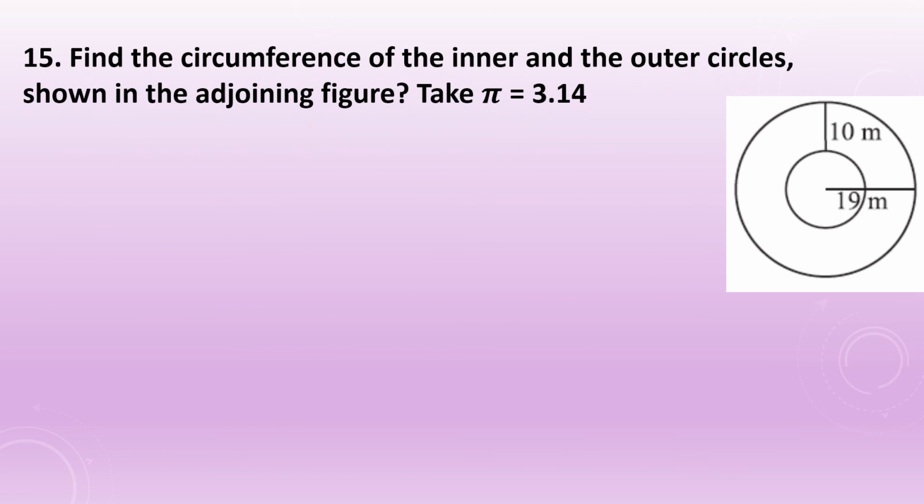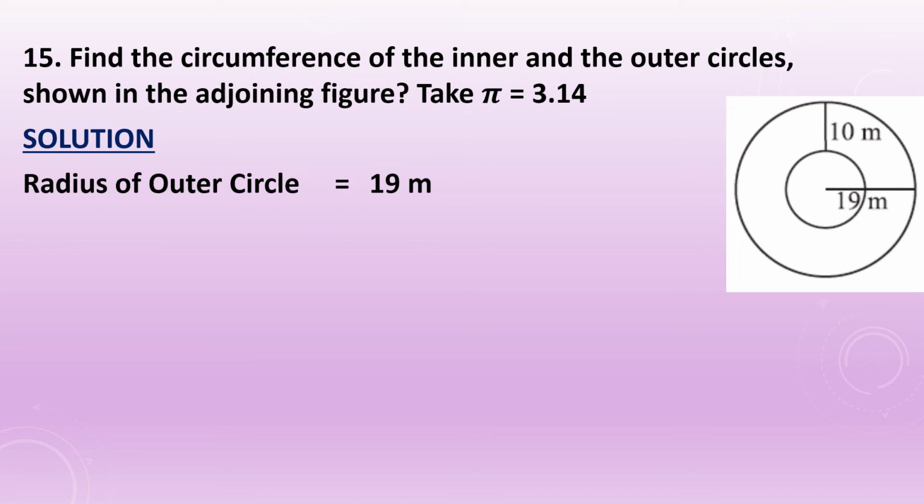Now we move to question number 15. Find the circumference of the inner and outer circles shown in the figure. Take the value of pi equal to 3.14. So children, here the radius of outer circle is given as 19 meter. So we can write radius of outer circle equal to 19 meter. Are you able to find the circumference?